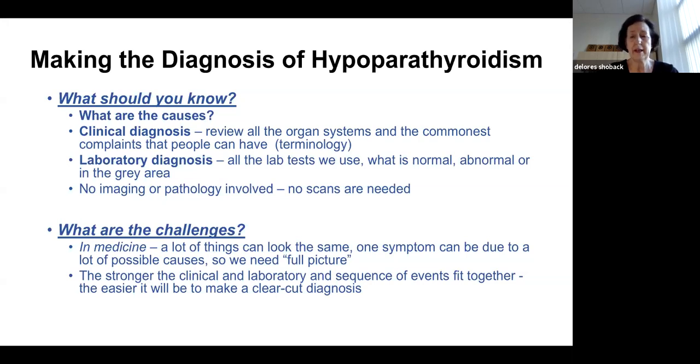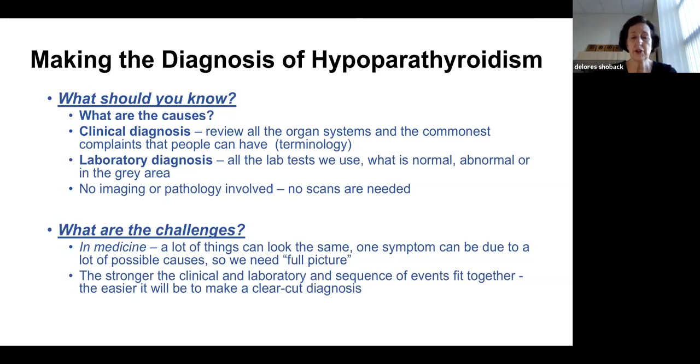Then we'll talk about the laboratory diagnosis, because we use a lot of lab tests in endocrinology, and this kind of condition is no different. When you use lab tests, you need to know what's normal, what's abnormal, and unfortunately, what's in the gray area, because many times things land in that gray area. Then we have to use clinical judgment and go back to the clinical diagnosis. So it's an art. No imaging or pathology is involved, so there aren't a lot of scans that we do in the diagnosis of hypopara.